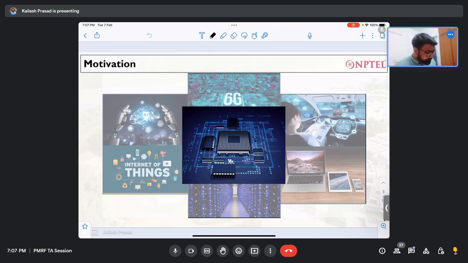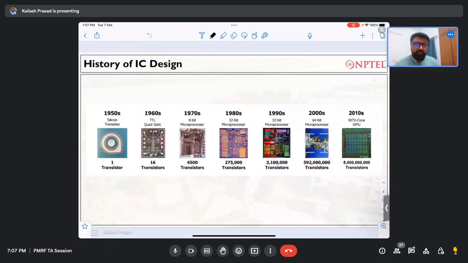So, just a brief introduction to the history of IC design. It all started with one silicon transistor, which was designed in the Bell Labs in the 1950s. Then it has moved progressively according to the famous law we talk about, Moore's law: every 18 months, the number of transistors in chips doubles. And this law actually is not a physical law. It was a prediction by the co-founder of Intel, Gordon Moore.